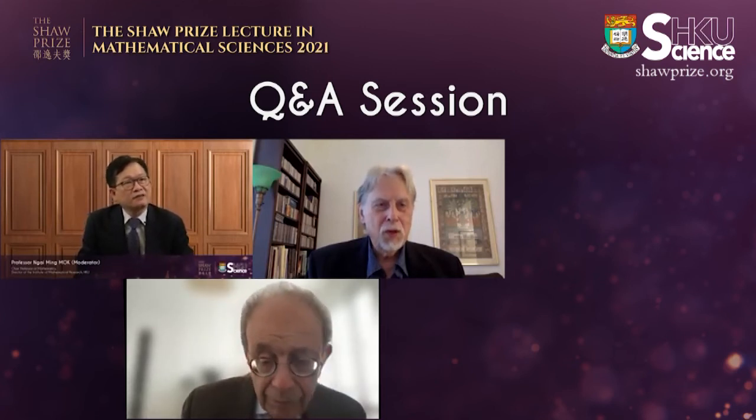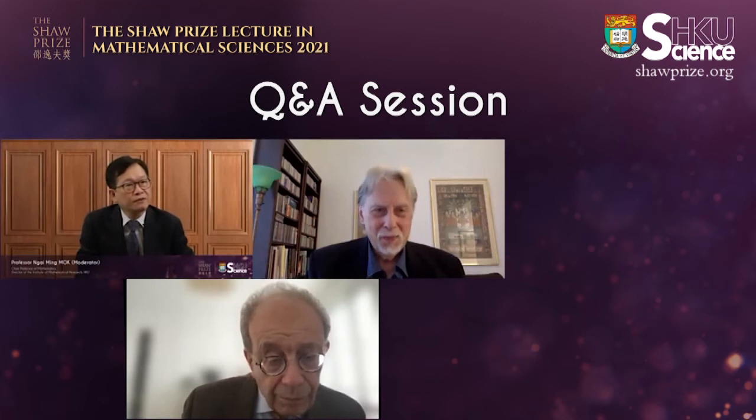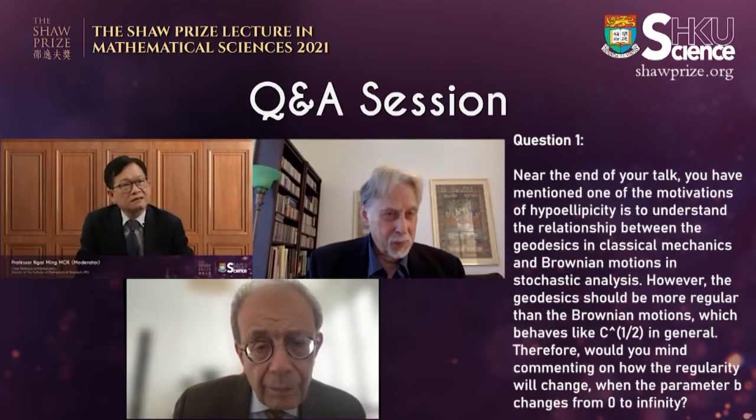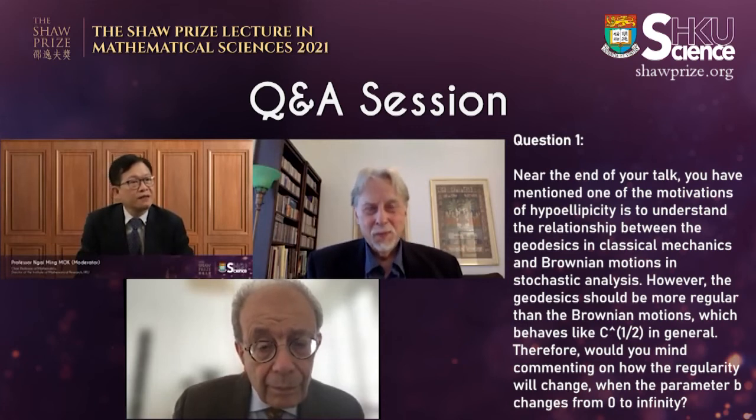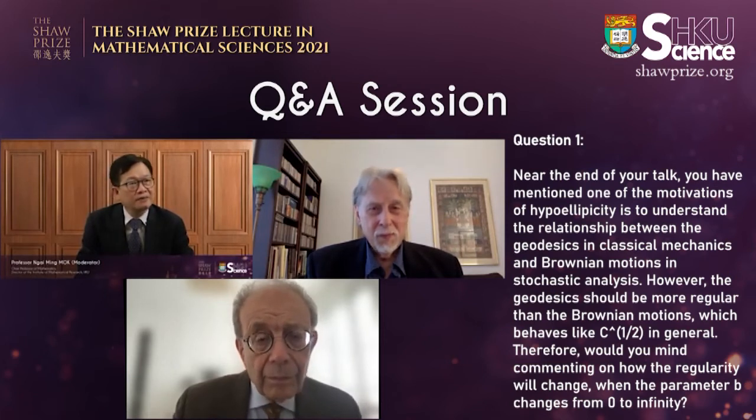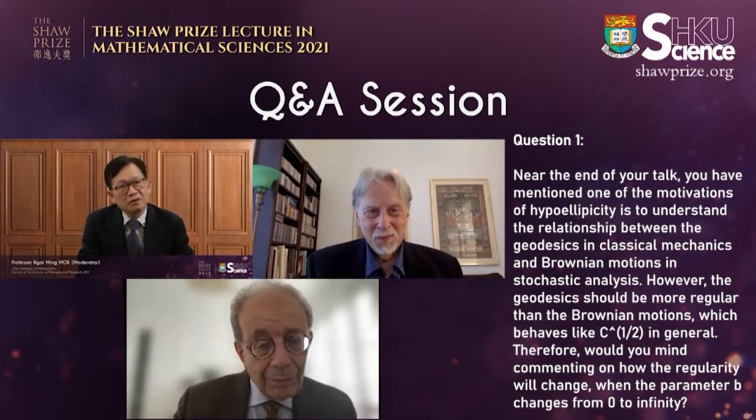So there are a few. Okay, so I see here a question for Professor Bismut. The question says, near the end of your talk, you have mentioned one of the motivations for the hypoellipticity is to understand the relationship between the geodesics in classical mechanics and Brownian motions in stochastic analysis. However, the geodesics should be more regular than the Brownian motions, which behave like C^{1/2} in general. Therefore, would you mind commenting how the regularity will change when the parameter B changes from 0 to infinity?